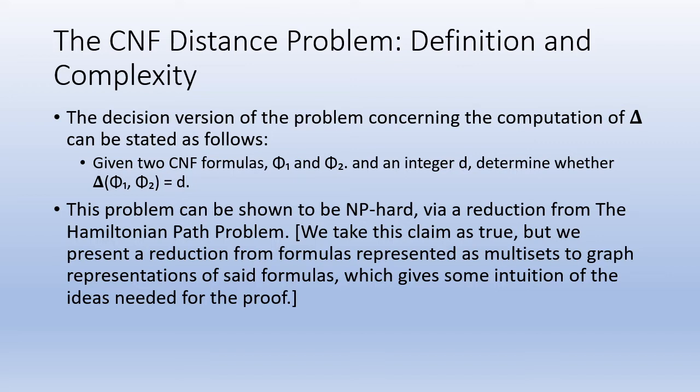This problem can be shown to be NP-hard via a reduction from the Hamiltonian path problem. We take this claim as true, but we present a reduction from formulas represented as multisets to graph representations of set formulas, which gives some intuition of the ideas needed for the proof.